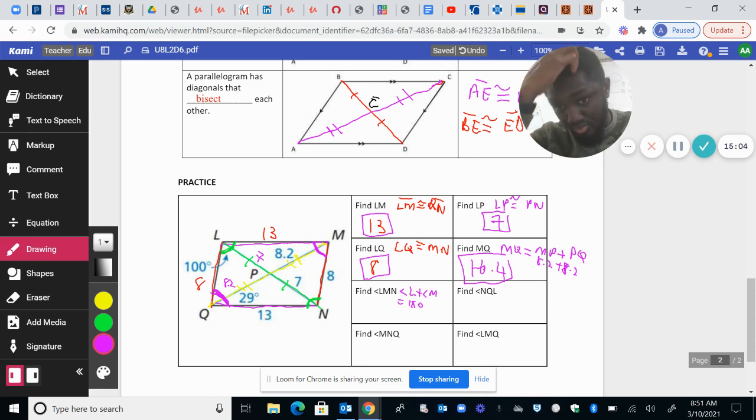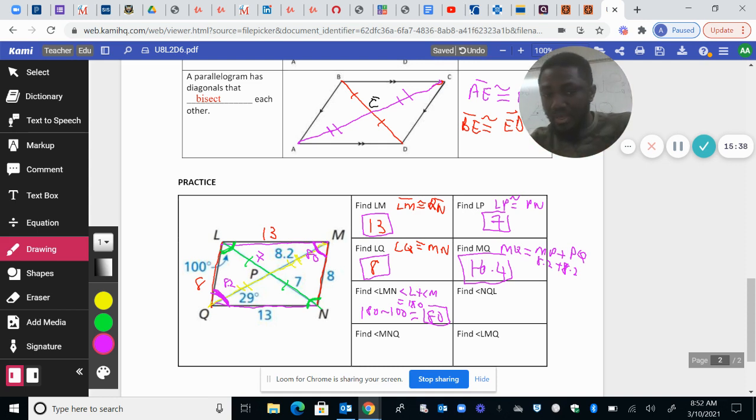So to get M, I'm going to do 180 minus 100 because angle L is 100. So here I'm going to have 80, meaning angle M has to be 80. Since angle L is 100, when you add them, they are supplementary angles. They are next to each other, so they are consecutive angles, and consecutive angles in a parallelogram are supplementary. They add up to 180.